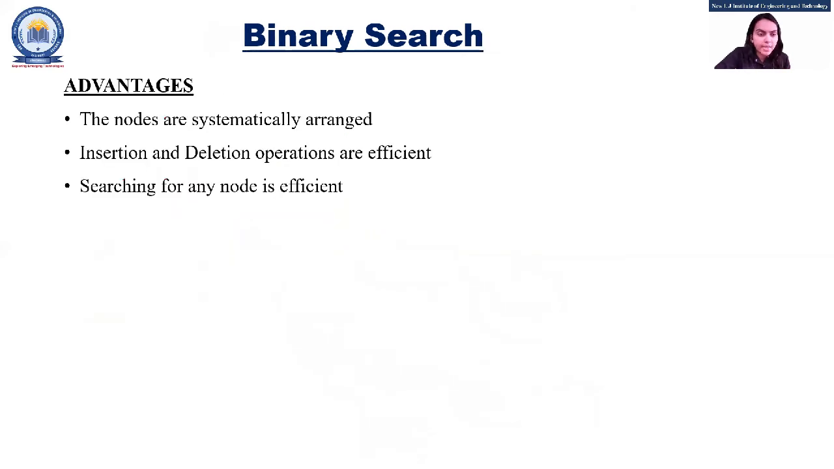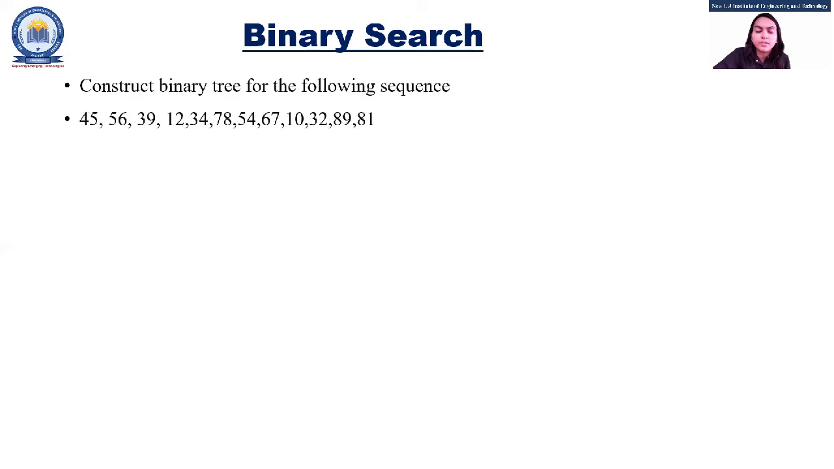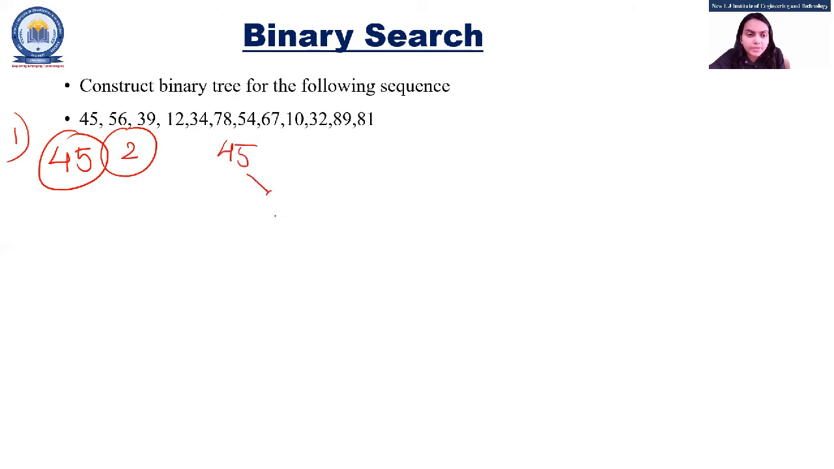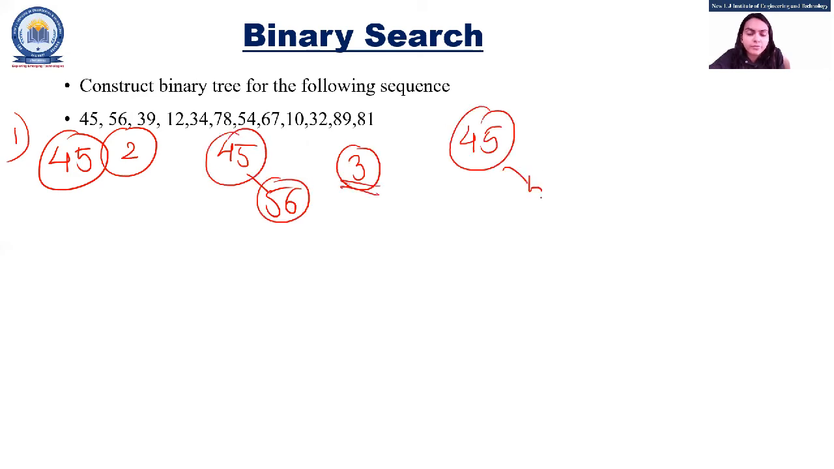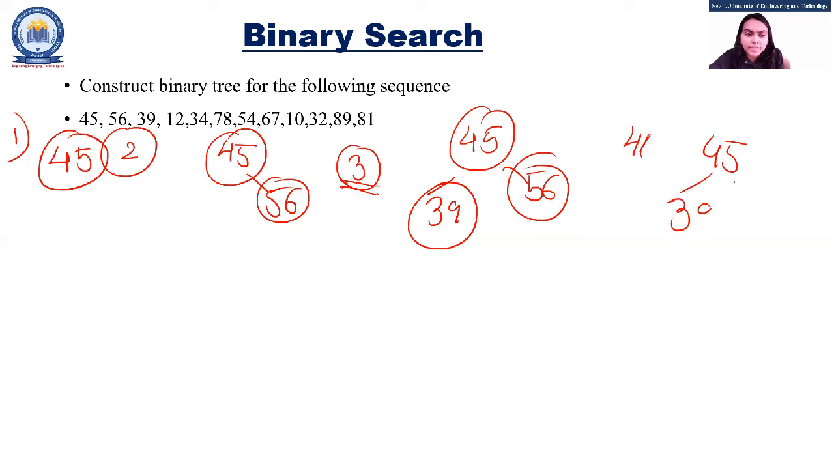Let us take one more example. If you are given this, it could be asked for 4 marks also, to directly construct a binary tree. You have to show all the steps. The first step would be 45. This is the first step. What is the second step? 45, and then after that we have 56. You have to make circles also. What is the third step? 45, then we have 56, and then we have 39. Fourth step, we have 45, 39, 56, and then we have 12.